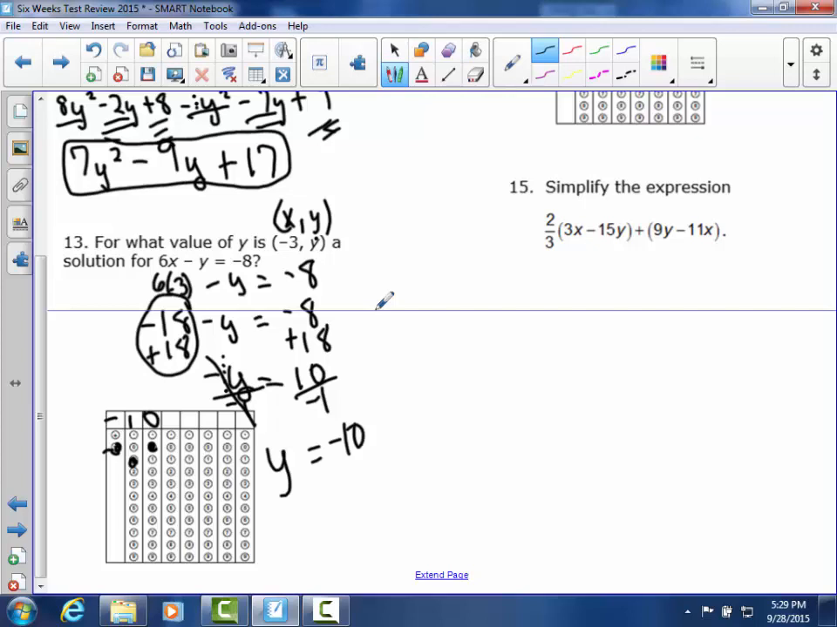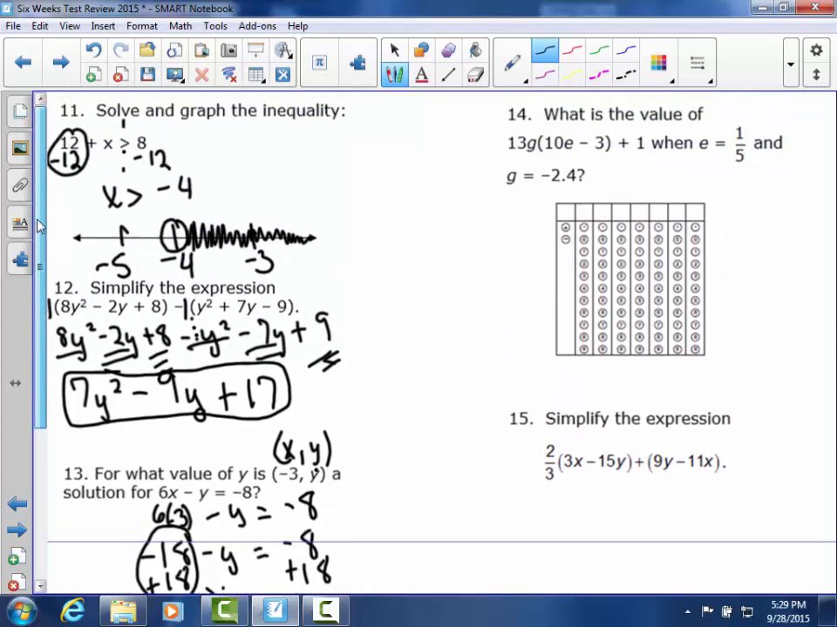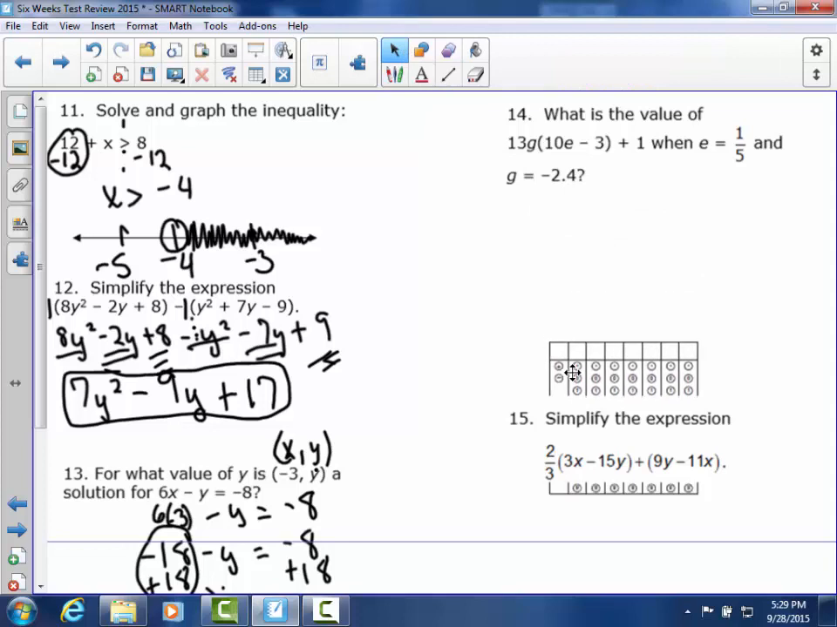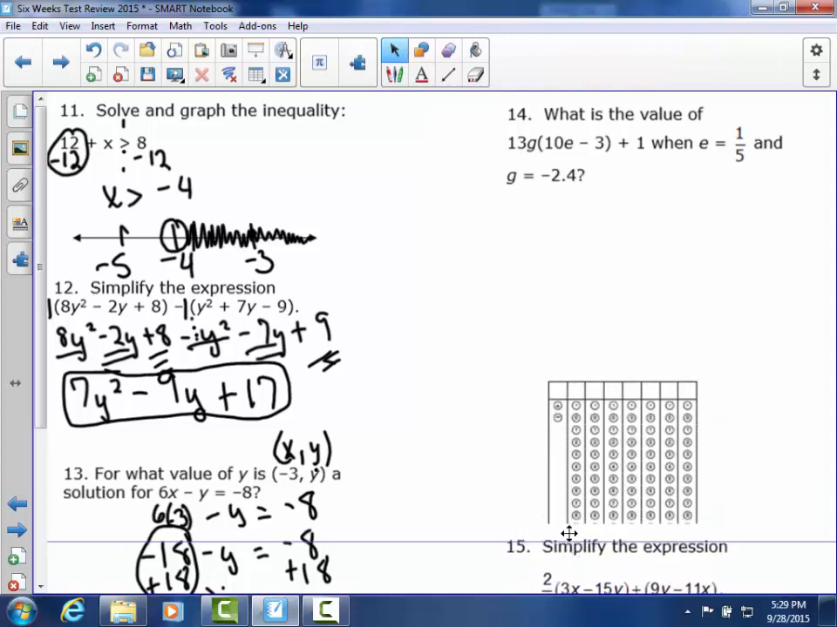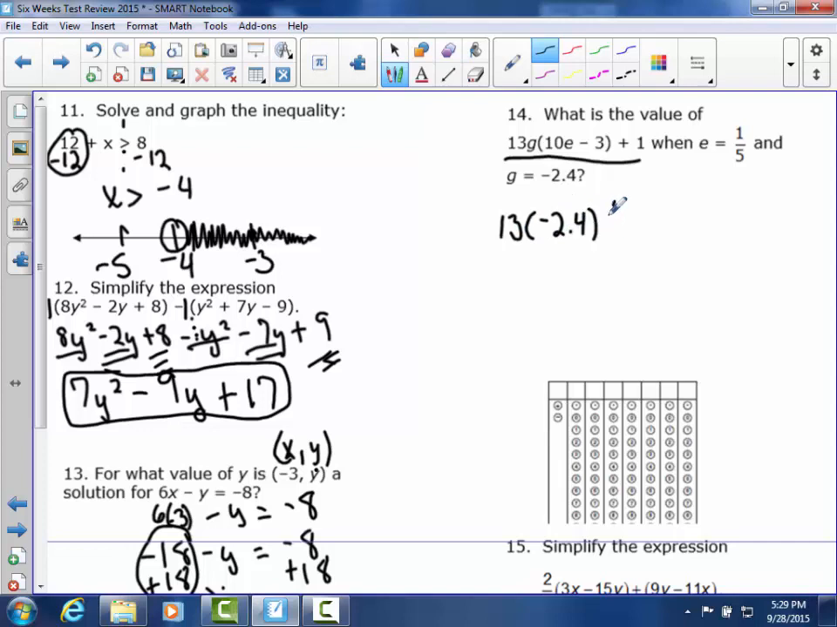All right, so that was through 13. Let's try 14. What is the value of the expression when e equals 1/5 and g equals -2.4? Okay, let's give ourselves some room and advance. What is the value of the entire expression? That's what they're saying. What is the value of this entire thing when e is 1/5 and g is -2.4? So we replace g with -2.4. E with 1/5.